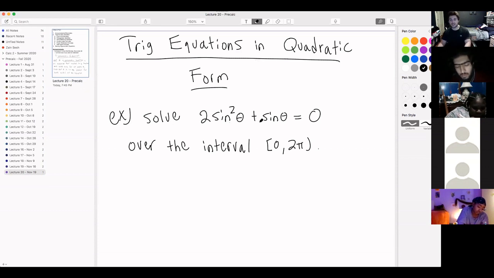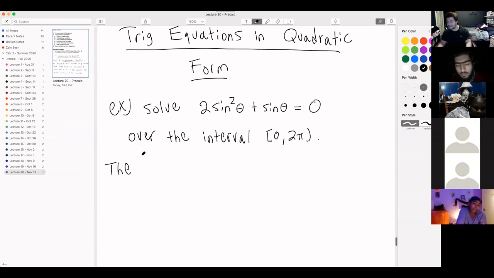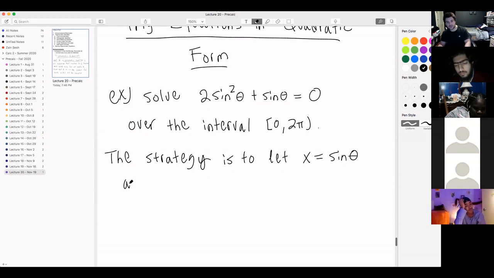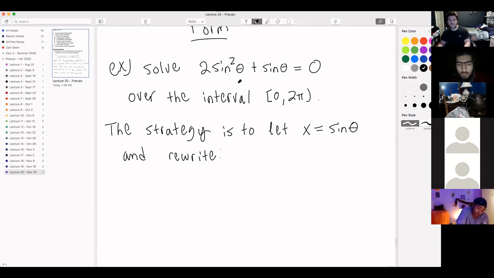Okay, so this is the strategy. You guys can see this is like a quadratic equation, but the variable is sine theta. So here's the strategy. You have to let x equal sine theta and rewrite. If I let x be sine theta, this equation becomes 2x squared plus x is equal to 0.